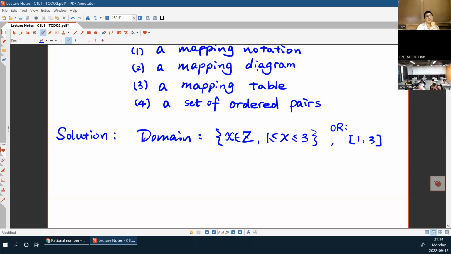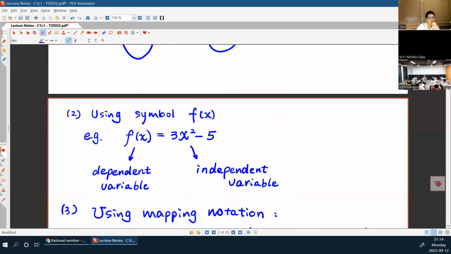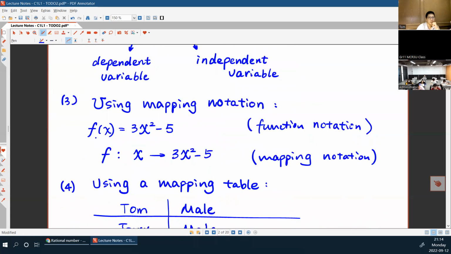And what is a mapping notation of this function? Remember, in this example here, if you have a function like this, f(x) equals 3x squared minus 5, then the mapping notation of this function is, first, we specify the name of this function, which is f, right? Followed by a colon. Then we express explicitly the independent variable, then map to the dependent variable, right?